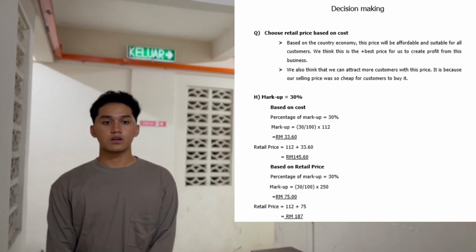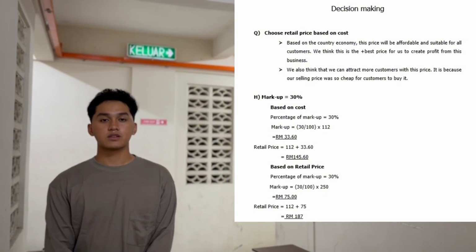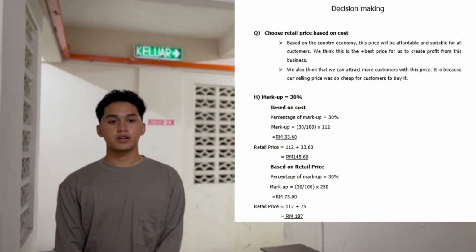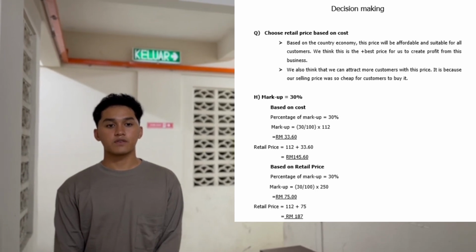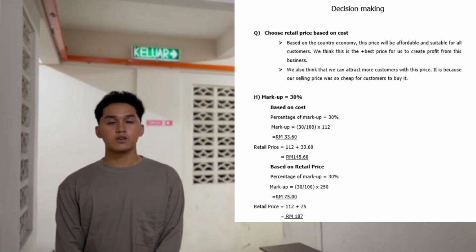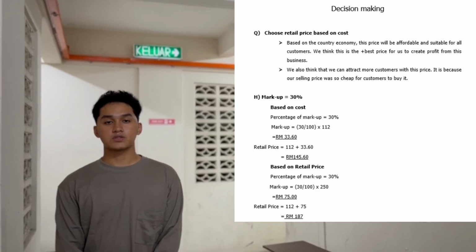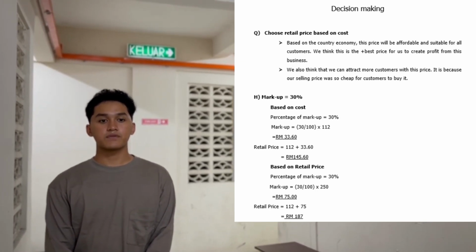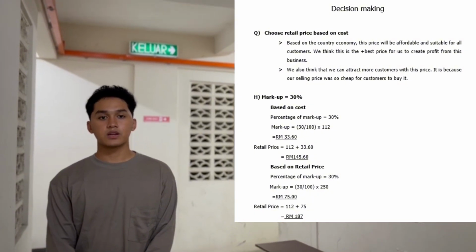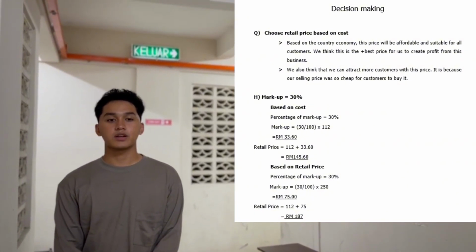And then after the markup price, the 30 will be divided by 100 and times by 250, and then you can get the price of RM 75 ringgit. For the retail price, after the base on the retail price, 112 will be plus by the 75 ringgit, and last but not least, you will get the price of RM 187 ringgit.